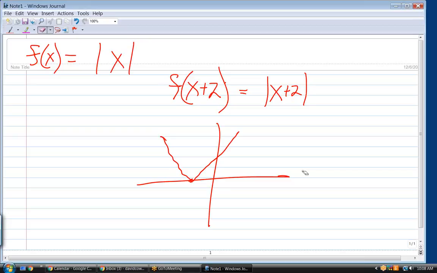How does that help you, though? When would you use that? For graphing functions, what if I gave you a function that was like this?